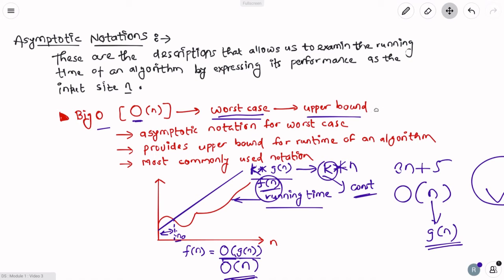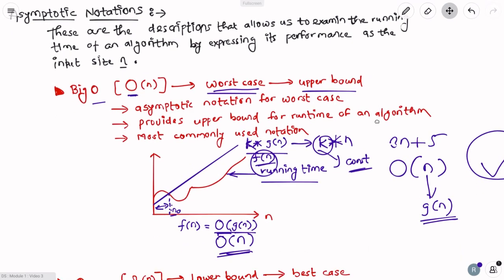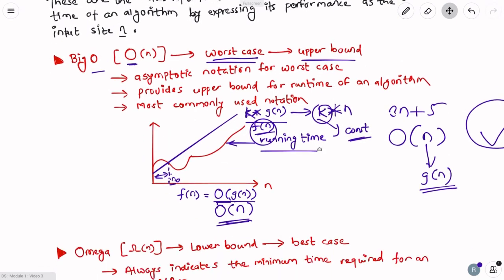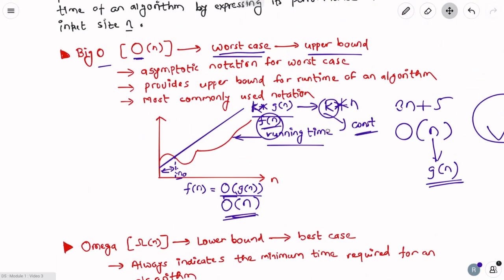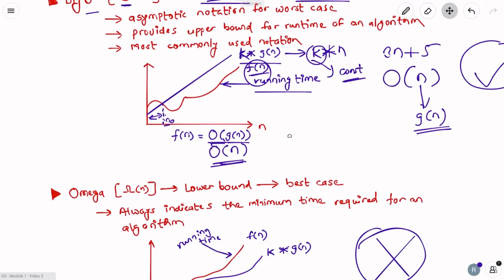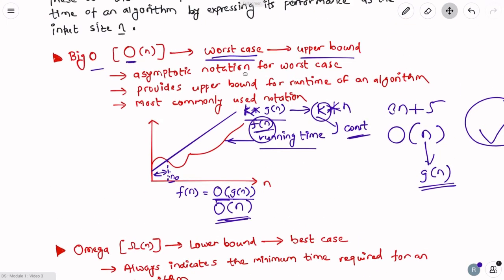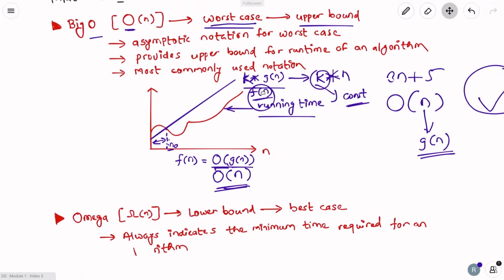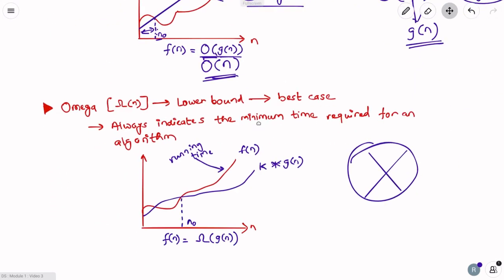So you should always know the meaning of each and every asymptotic notation that we have. Let's just recap, we have three asymptotic notations: big O, omega, and theta. Big O represents the worst case, omega represents the best case. Big O represents the upper bound, omega represents the lower bound, and theta represents the tight bound.